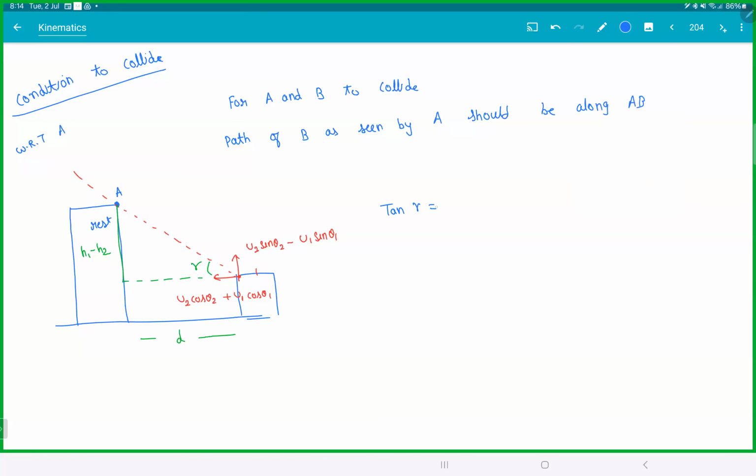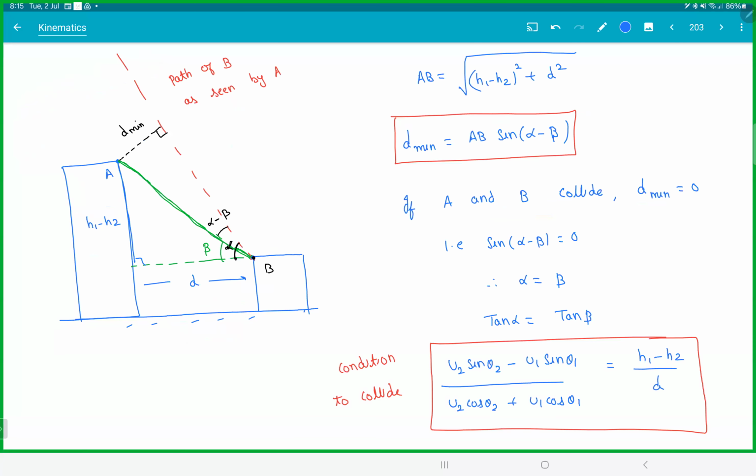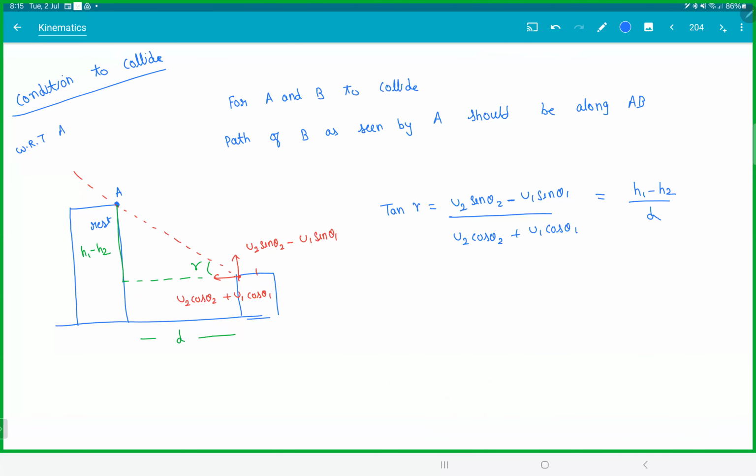So you'll get gamma from two conditions: the velocity, (u2 sine theta 2 minus u1 sine theta 1) by (u2 cos theta 2 plus u1 cos theta 1). This also should be equal to tan gamma, which is difference in height by distance. Isn't that the answer we got here? So basically alpha becomes equal to beta. So both alpha and beta are the same. That's what we proved here mathematically, but this was more intuitively faster.